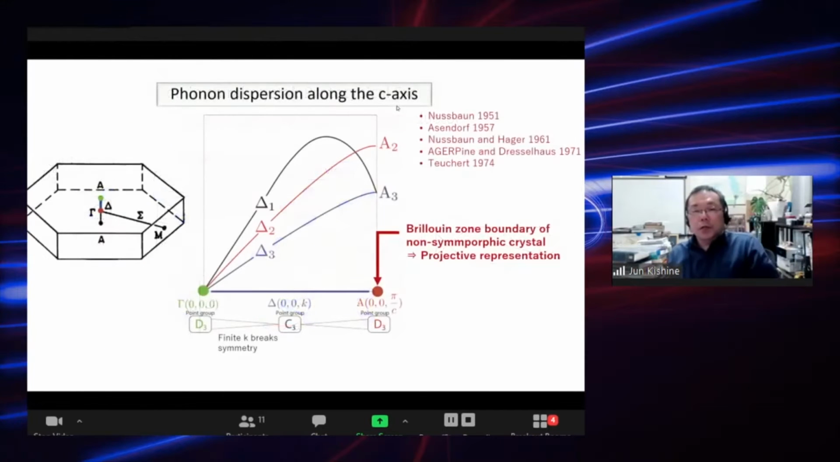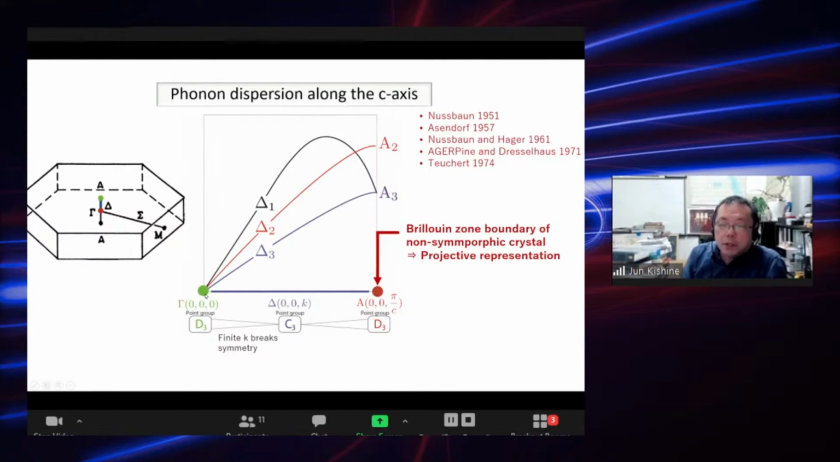Now, how about the phonon dispersion along the z-axis? This is a textbook issue. Let us see the phonon dispersion along the gamma-A line. This gamma-A line exactly corresponds to the chiral axis: in real space it is the chiral axis, and in momentum space, in the Brillouin zone, it is the gamma-A line.